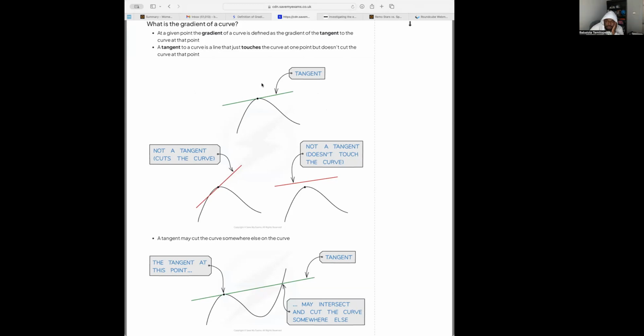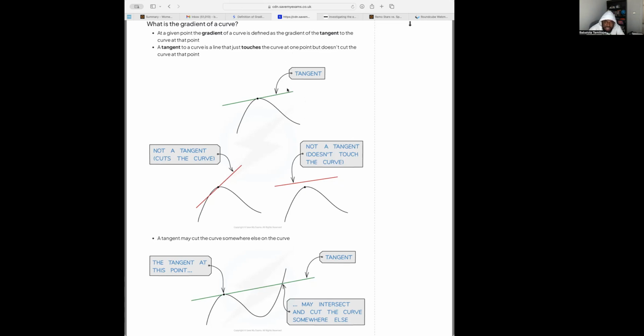So the first thing you must do is that you have to know the tangent. What is the gradient of a curve at a given point? The gradient of a curve is defined as the gradient of the tangent to the curve at that point. So a tangent touches the curve, but does not cut the curve.